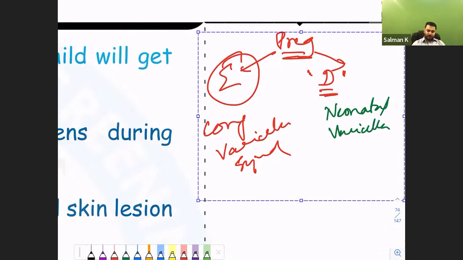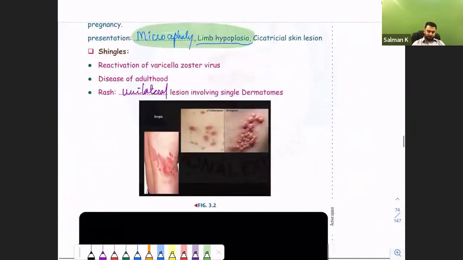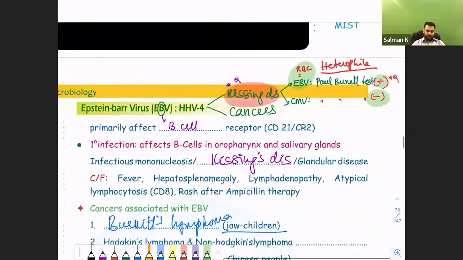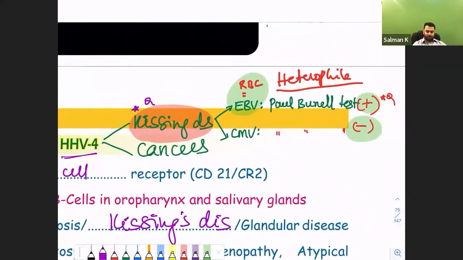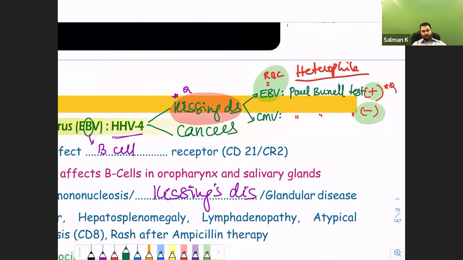Next, have a look here. Epstein-Barr virus. The next one in the list here is known as Epstein-Barr virus, EBV. This is HHV4. Kissing disease and cancer, this is the word. Kissing disease or cancer is what is caused here. So get an idea, please.